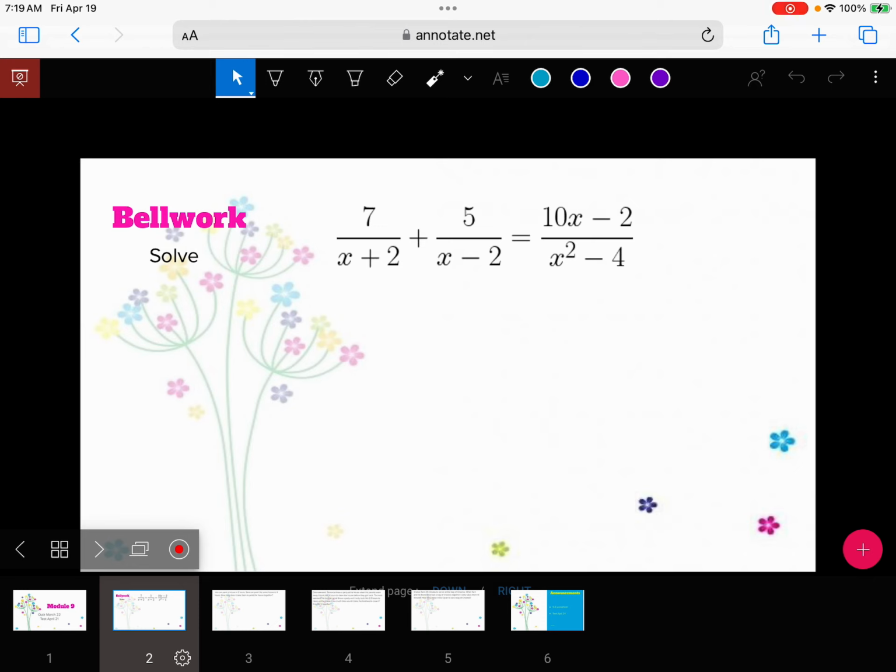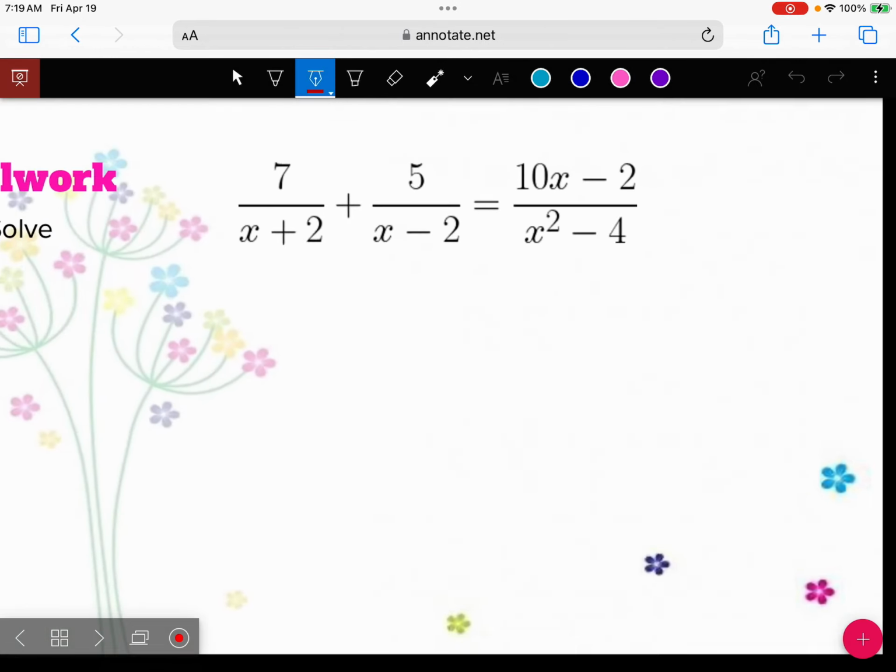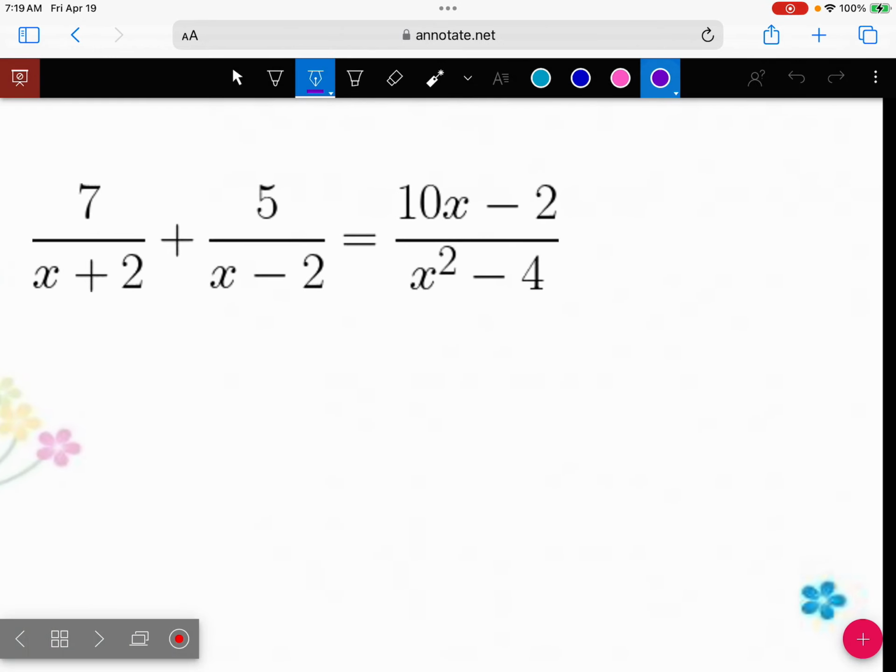All right, so I will go through this one, even though I just ranted about it. So this is our steps that we did yesterday, where our first step is to factor as much as possible of our denominators.